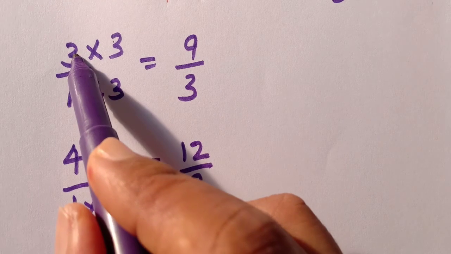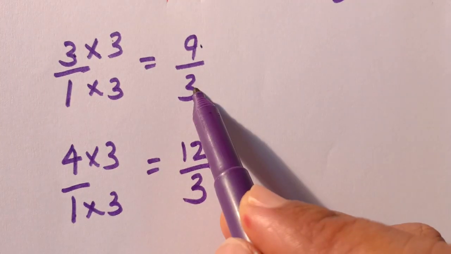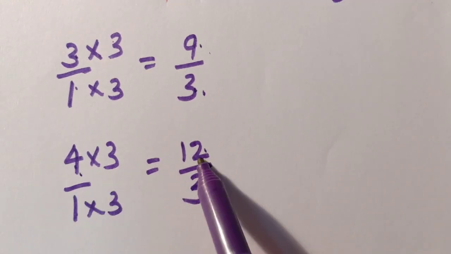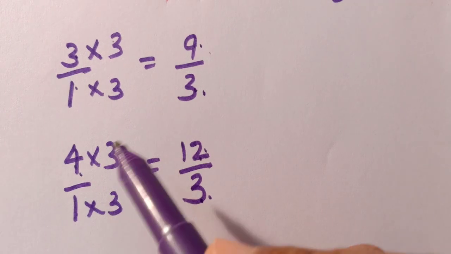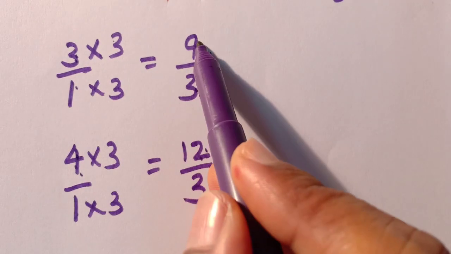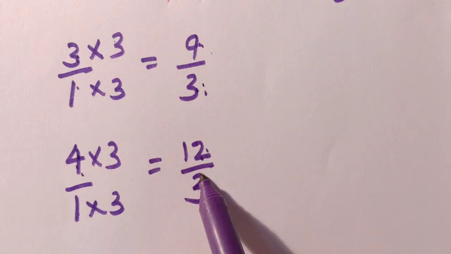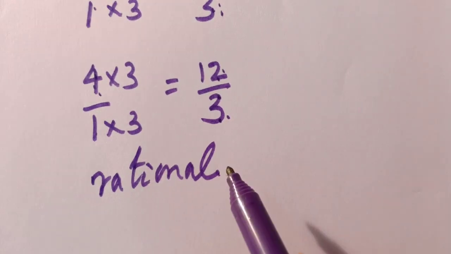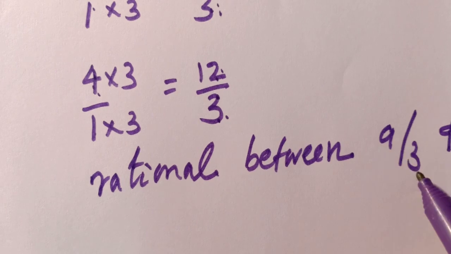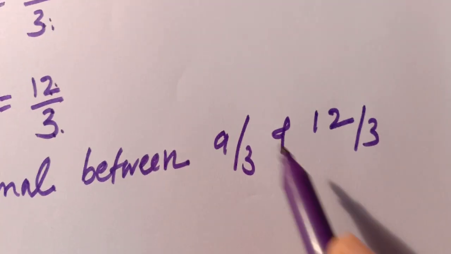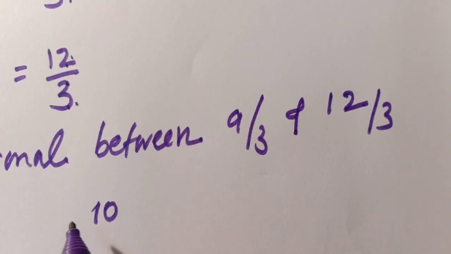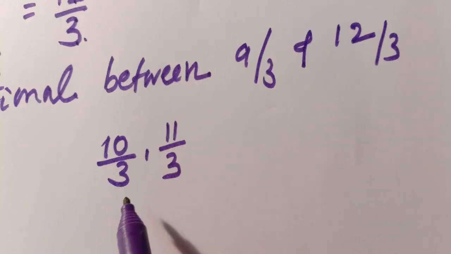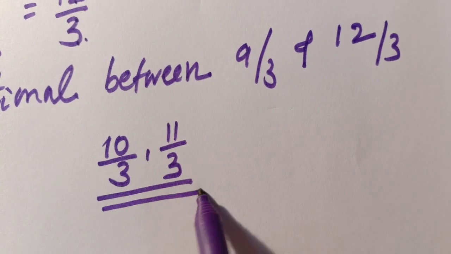Now you know that 3 is equal to 9 by 3, and 4 is equal to 12 by 3. So to find rational numbers between 3 and 4, we find rational numbers between 9 by 3 and 12 by 3. They are 10 by 3 and next 11 by 3. In this way, if two rational numbers are asked, we can do like that.